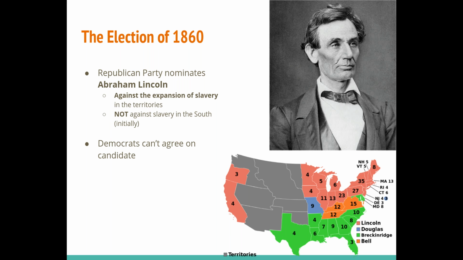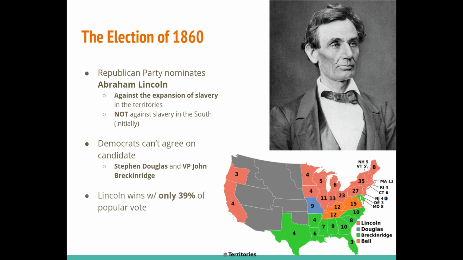Now, on the flip side, the Democrats can't agree on anybody, and they make a horrible political mistake, and they nominate 3 guys. They nominate Stephen Douglas, Breckinridge, and Bell. These 3 guys pictured, or their names are on the bottom right hand of that map there. So 3 different candidates.